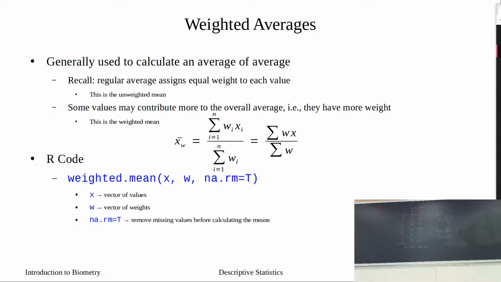All right, so our function is weighted dot mean. And we're going to pass it two different vectors. We're going to pass it a vector of values, that's our data points, and then a vector of weights. These are our frequencies. That's why I labeled the columns in that frequency table X and F. F is our weights, X is our data points.